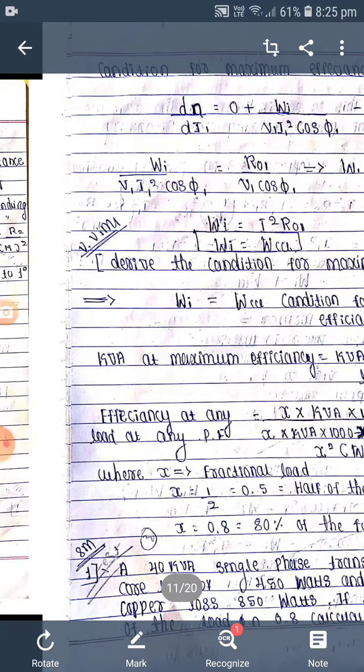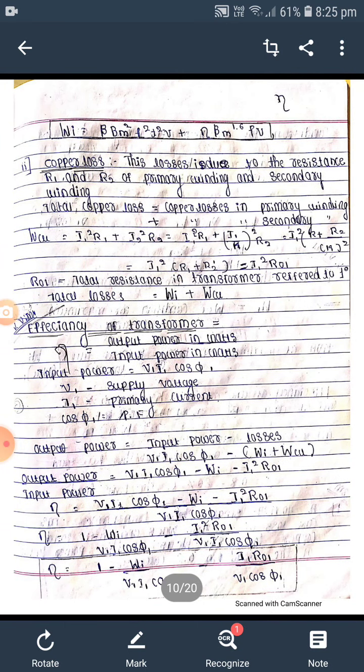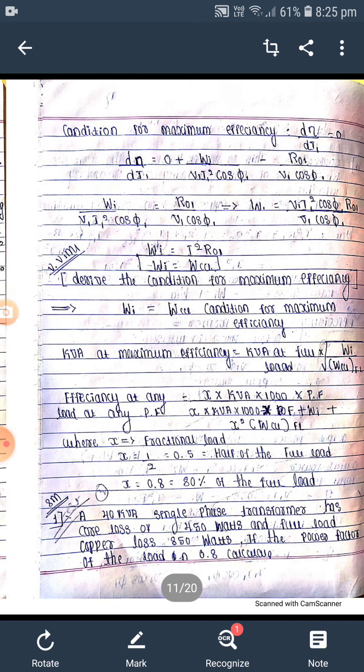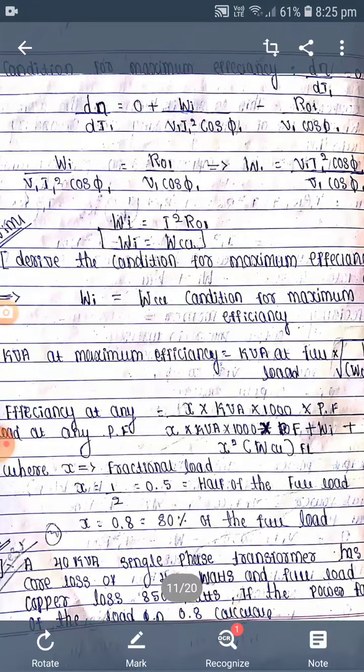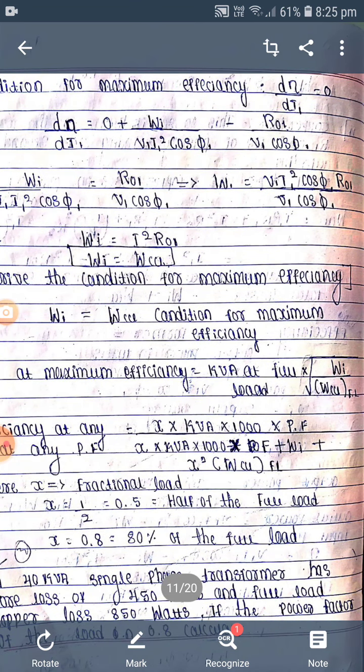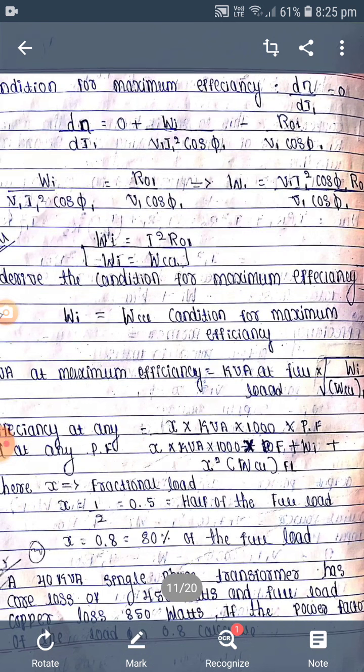What we need to do: take the efficiency equation, differentiate it with respect to I1 and equate it to 0. So d efficiency by dI1 equals 0. Differentiation of 1 will be 0. Then it will be Wi by V1 I1 square cos phi 1, then differentiation of I1 will be 1, R01 by V1 cos phi 1, and that is equated to 0.